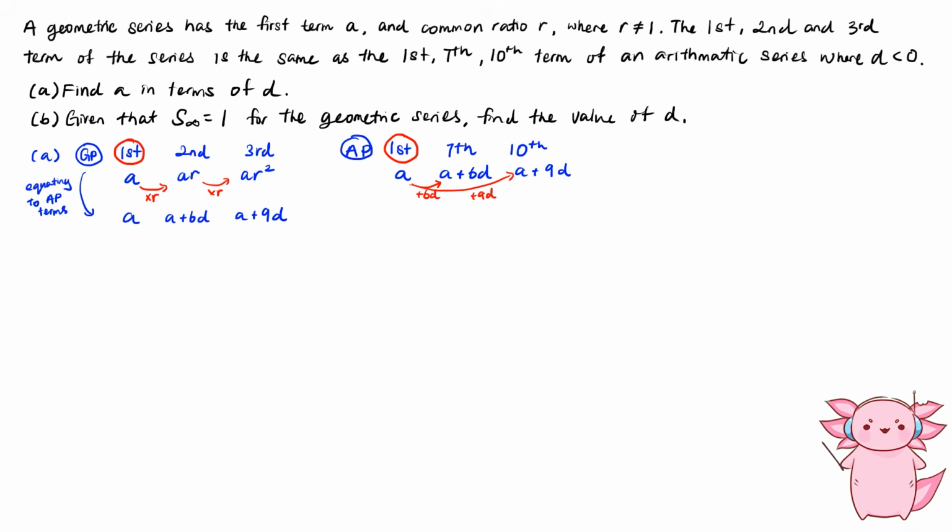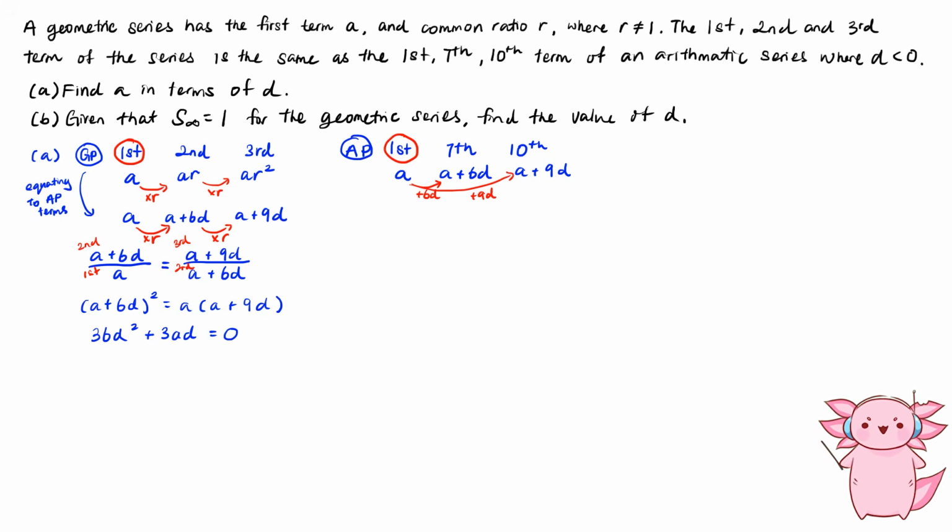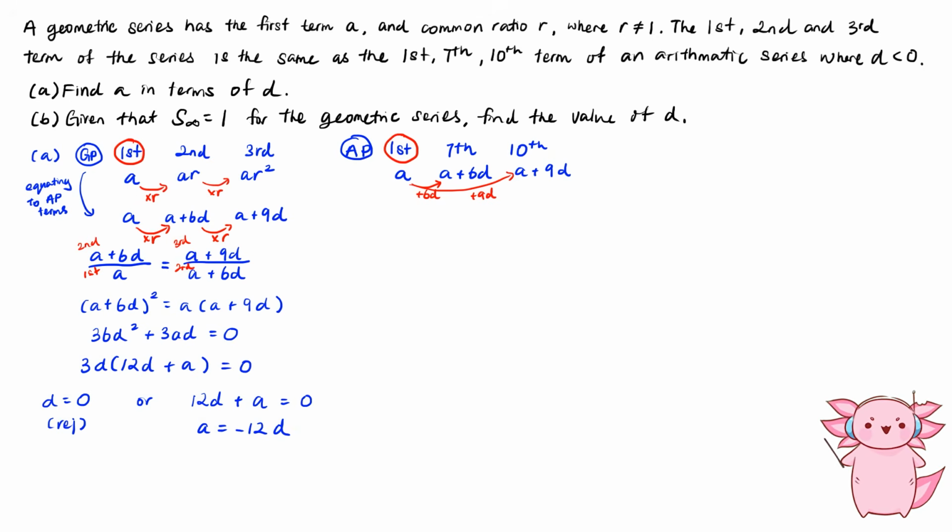Because for a geometric series the terms have the same common ratio, we can just say the second term over the first term is equal to the third term over the second term, since the ratios are the same. Then we just cross multiply, and after solving using some algebra, we can get d is equal to 0, which we have to reject, or a is equal to negative 12d.